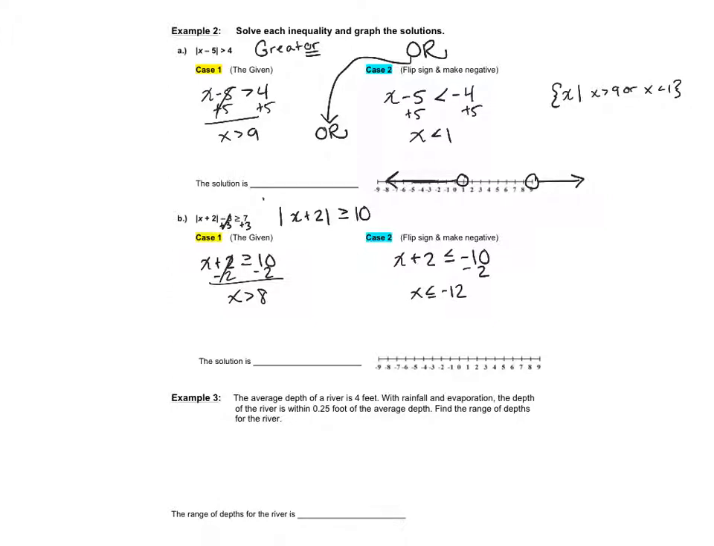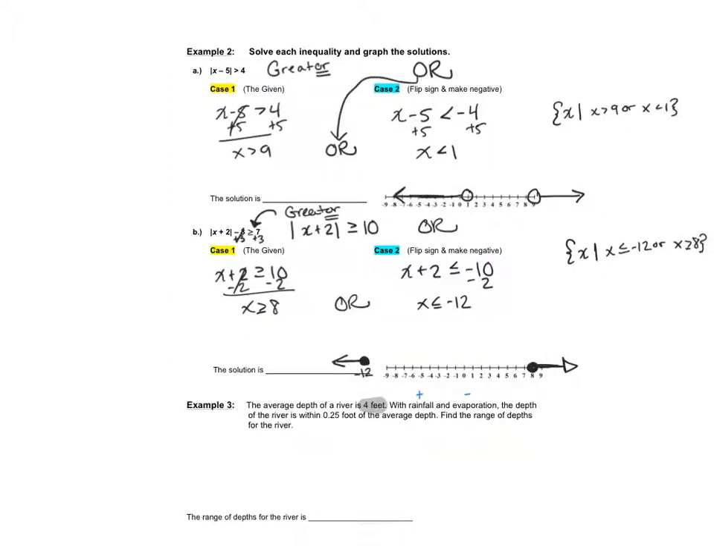Okay, the original inequality had a greater than sign, so it's going to be an or. So I'm going to place an or in between. As set builder notation, I can write all values of x such that x is less than or equal to negative 12 or x is greater than or equal to 8. And on the graph, greater than or equal to 8 would be a closed circle going to the right, and x is less than or equal to negative 12, I'll just place that over here. That's going to be a closed circle as well, going to the left.